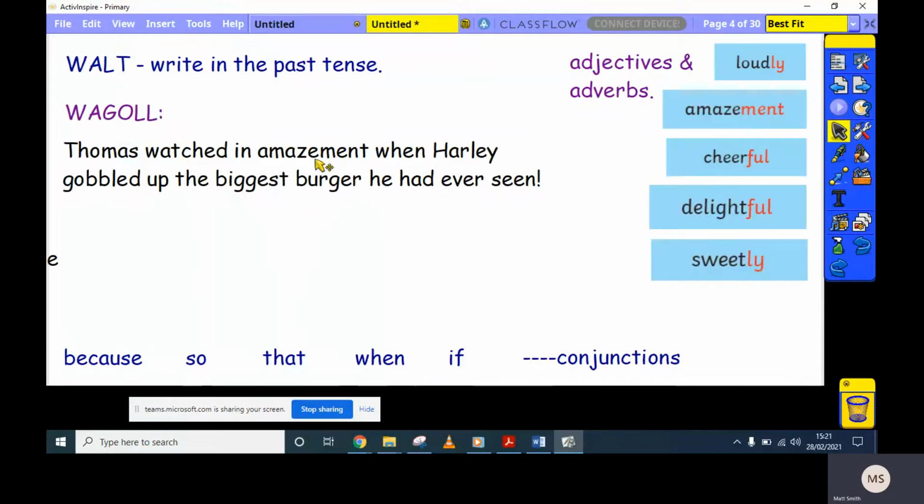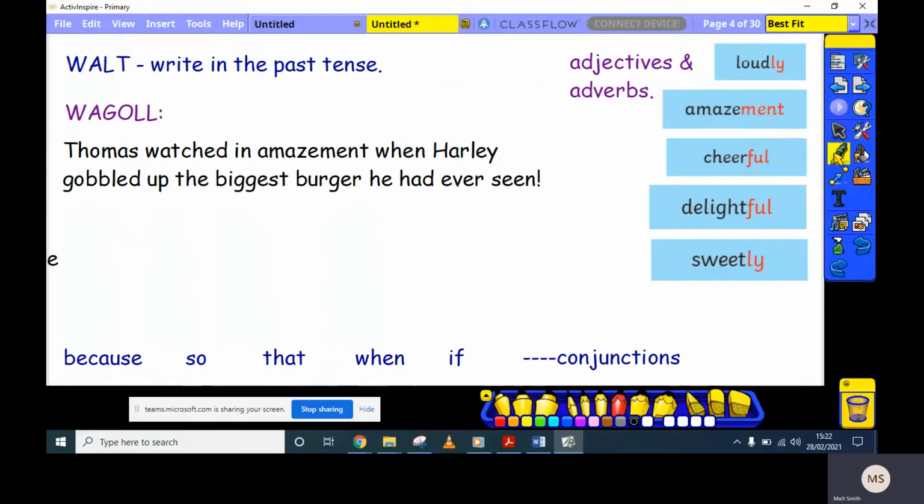So Thomas watched. Now, when someone's looking at something, they're watching them. That's the verb. That's what we've changed. Remember, the past tense verbs, most of them end in -ed. Okay, so Thomas watched in amazement when Harley gobbled. Again, he's not gobbling because we want it in the past tense, so we've got to imagine he's already done it. Gobbled, again, a verb ending in an -ed, which tells us that it's past, up the biggest burger he had ever seen. So, although it's a fairly simple sentence, I've used some really creative words.